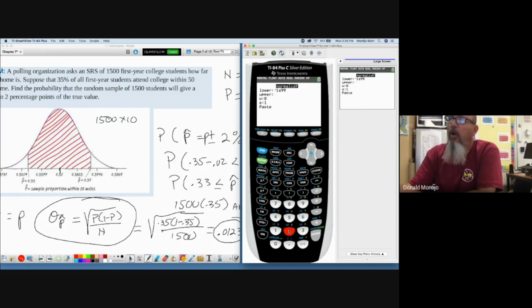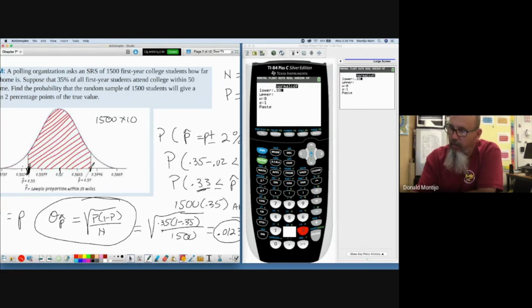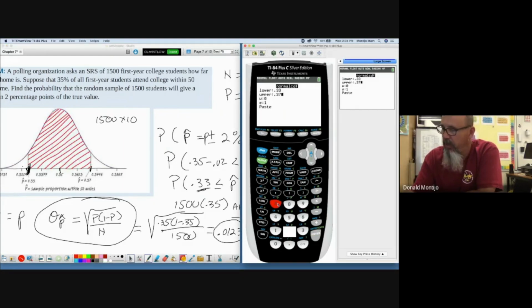What do I want my lower bound to be? My lower bound is 0.33 because that was the question I was trying to answer. My upper bound, I'd like to go all the way to 0.37. What's the mean of this distribution? Remember, the mean of p hat equals p, so the mean is 0.35. And then what's the standard deviation? Well, I just calculated it. It's 0.0123.